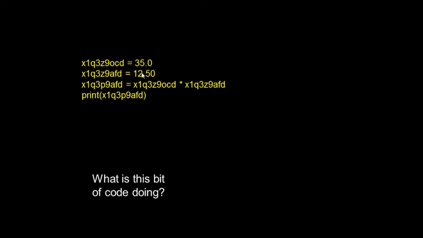Now I have written some code here. Can you understand what I have written on my screen? What is the purpose of this code, and what is it going to do? What is this bit of code doing? Some variable randomly named x1q3z09 or something has the value 35.0, another variable has the value 12.50, and a third variable gets the product of these two, and then I'm printing the product.